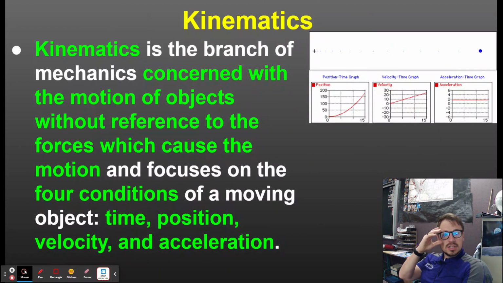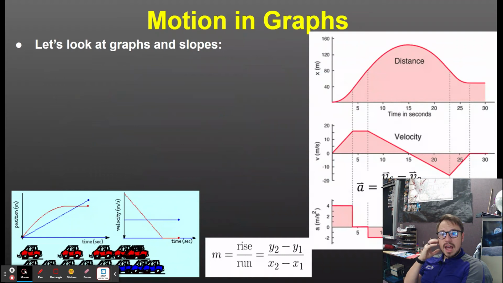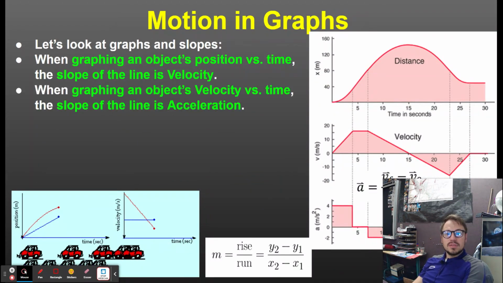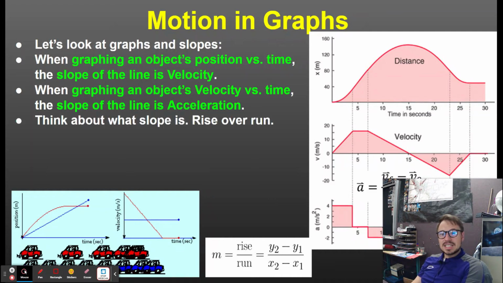So you can see that there is a graphic up there that shows a dot moving and it plots position versus time, velocity versus time, and acceleration versus time. Now, this relationship is where we get how we can calculate that. It all has to do with the graphs. So when graphing an object's position versus time, the slope of the line is the velocity. When graphing an object's velocity versus time, the slope of the line is acceleration.